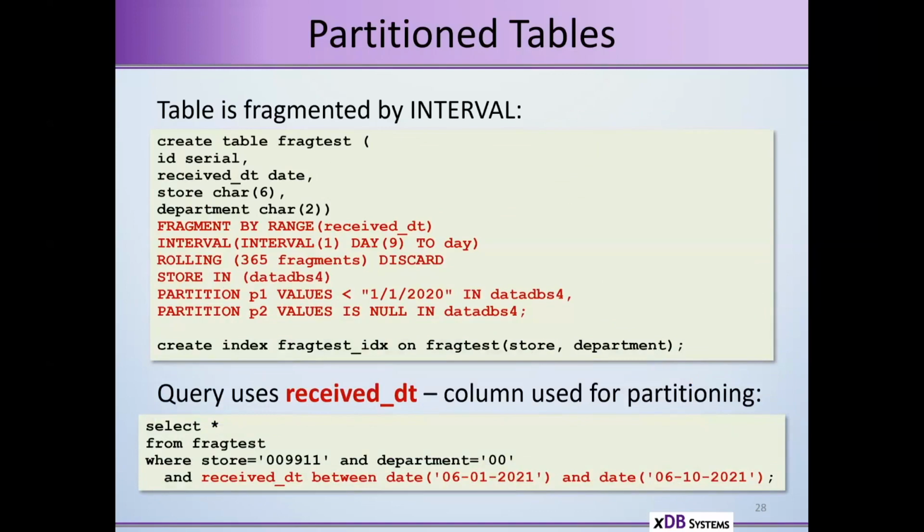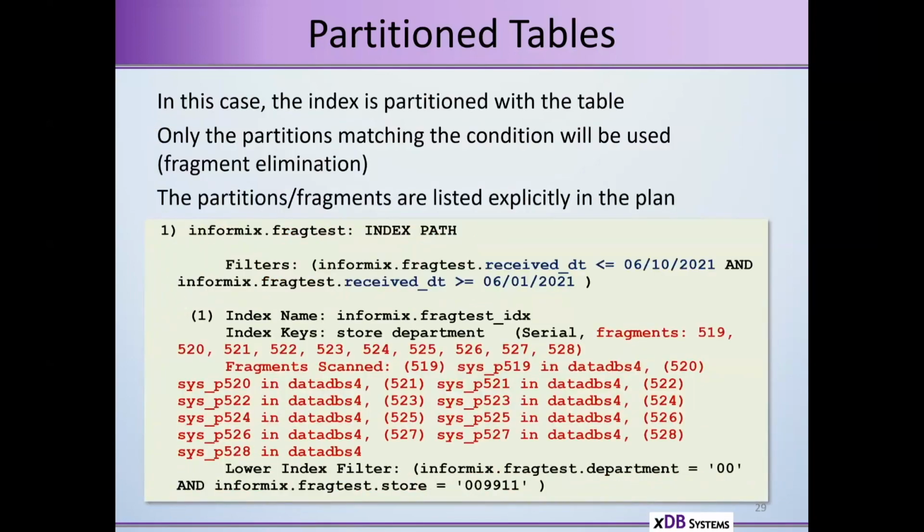We've got a rolling window of 365 fragments, la-di-da. Our index is not on receive date, but is on these two other columns, store and department. Now, in our query, we're specifying those two index columns, and we're also specifying our receive date, which is what our partitioning has been defined upon. When we look at the query plan now, we see all this extra stuff. So we see the index being used, which is perfect. And then we see the fragments clause.